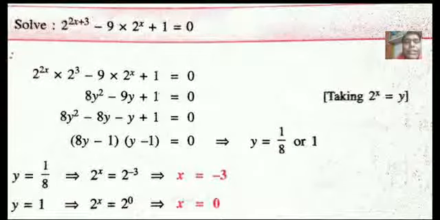If y is equal to 1 by 8, what is the value of 2 to the power x? Since y is equal to 2 to the power x, 2 to the power x is equal to 1 by 8, which is 2 to the power minus 3. Clear? So x is equal to minus 3, comparing the powers after ignoring the base 2. Second, if y is equal to 1, then 2 to the power x is equal to 1, which means 2 to the power 0. So x is equal to 0. Therefore the two values of x are minus 3 and 0. Understood? Okay.